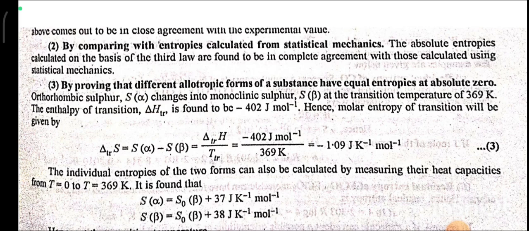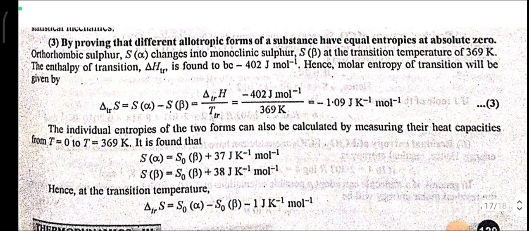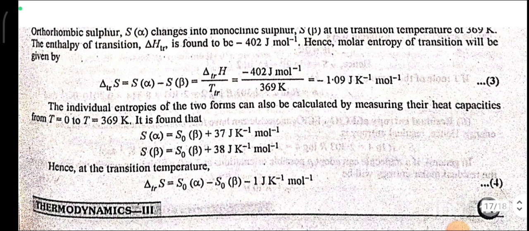By proving that the different allotropic forms of a substance have equal entropy at absolute zero, consider orthorhombic sulfur, alpha, which changes into monoclinic sulfur, beta, at the transition temperature of 369 Kelvin. The enthalpy of transition is found to be minus 402 joule per mole. Hence, the molar entropy of transition is given by delta S of transition equals S alpha minus S beta, equals delta H of transition upon T, the temperature of transition.